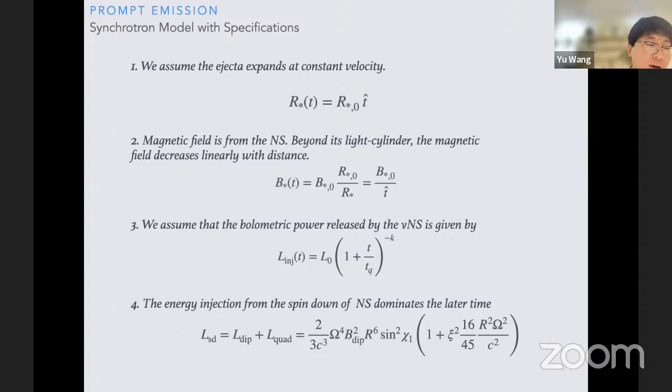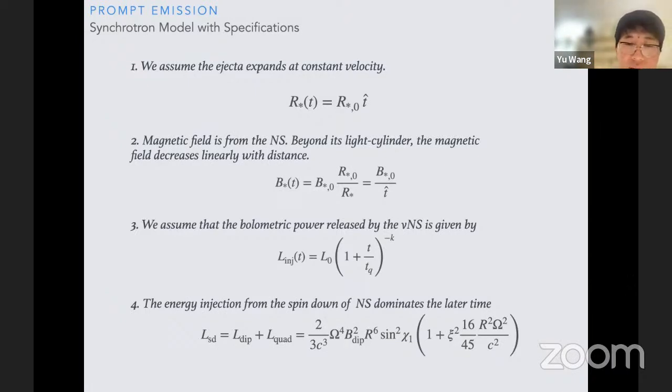The second is that our magnetic field is from the new neutron star. In agreement with pulsar theory, we assume that at a large distance from the new neutron star, beyond its light cylinder, the magnetic field decreases linearly with distance. This implies that the magnetic field strength felt by the expanding ejecta evolves with time, as in the formula B. So we have a changing B, not a constant B, because the traditional model always assumes that a given percentage of the kinetic energy, like 0.1%, is converted to the magnetic field. Many simulations consider a constant B, but here we have an evolving B.